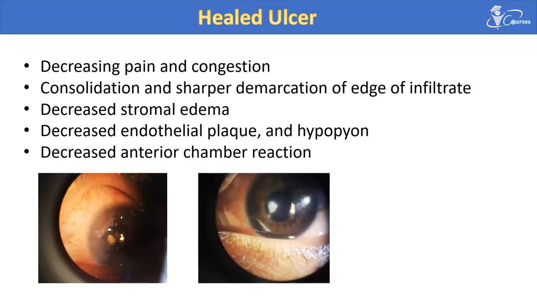And this is how the patient presents after 3 days. You can see how much consolidation there is and the sharper demarcation of the edge of the infiltration. You can see here that the infiltration is active. It is elevated, it is yellowish, and the margins are ill-defined. But with improvement of the condition, with the response, you can see that there is consolidation and there are well-defined margins of the ulcer.